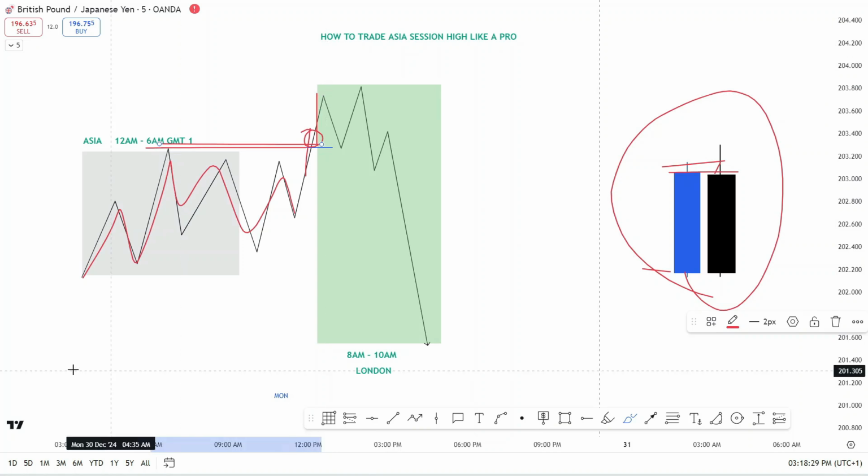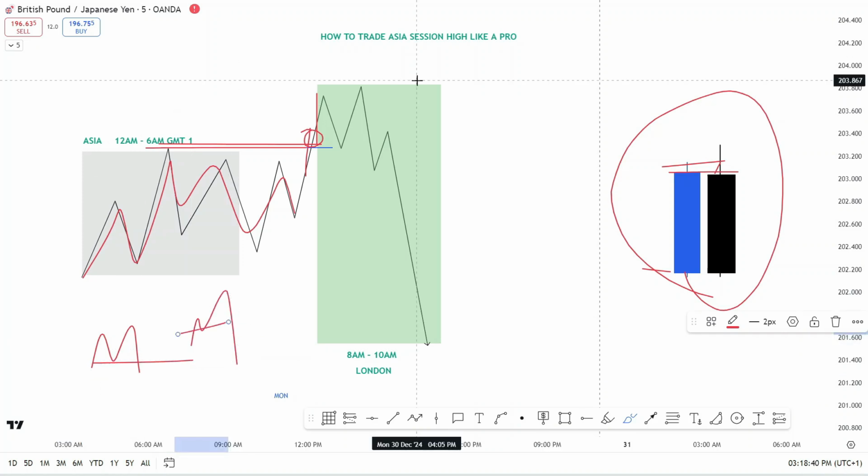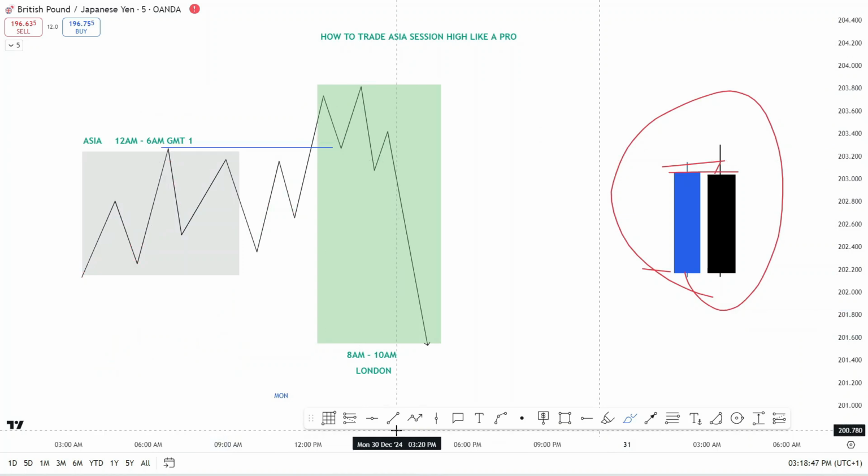Now there are different confirmations. We can get it as a pattern, probably an M pattern like this, or we can get it as a change of character. Now you see different names. So let me give you an example. Let's say we have this change of character. ICT students will call this a market structure shift. You understand?